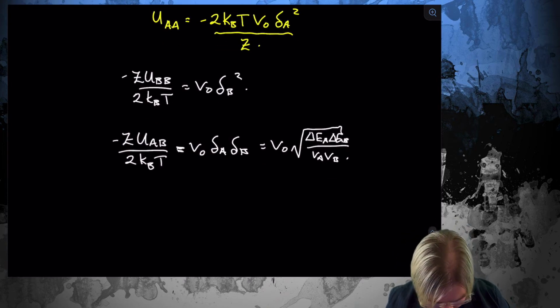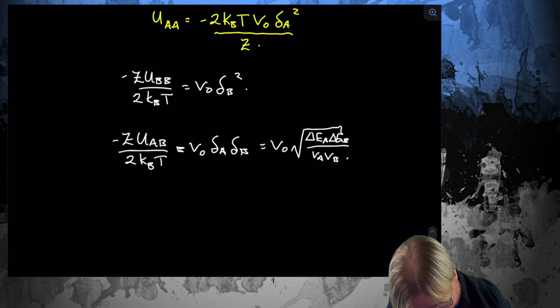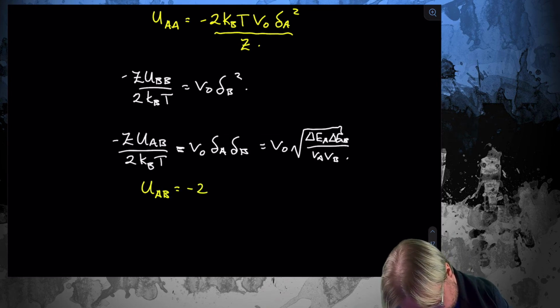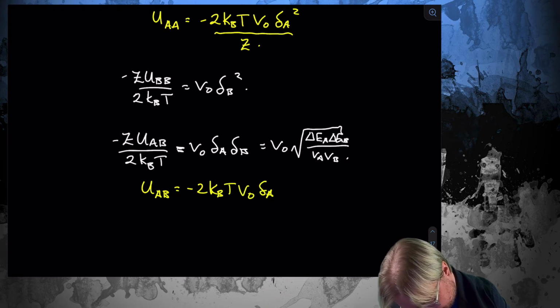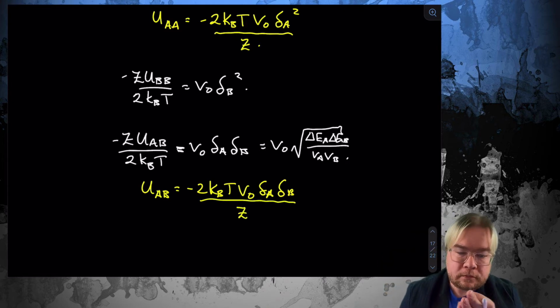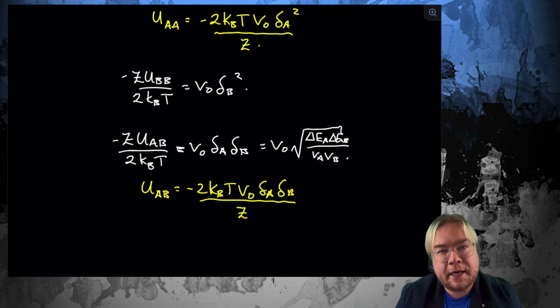And I could do the same thing. I could solve for UAB, and I would get minus 2 kBT V0 delta A delta B, and then divided by the coordination number. So I can substitute these into the chi parameter, and I can get a useful result from that.